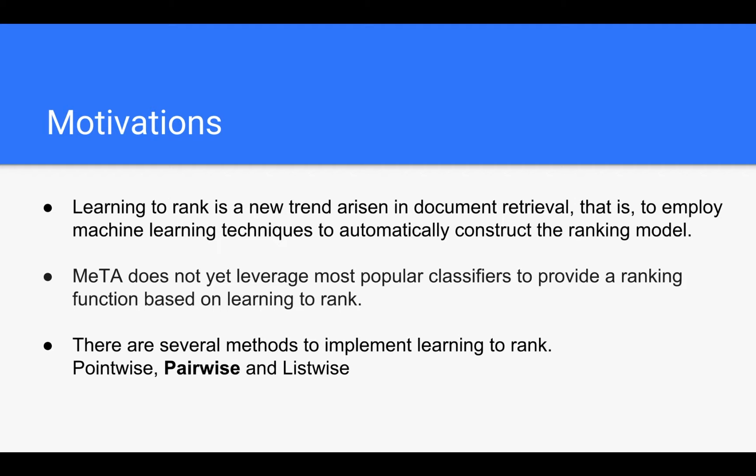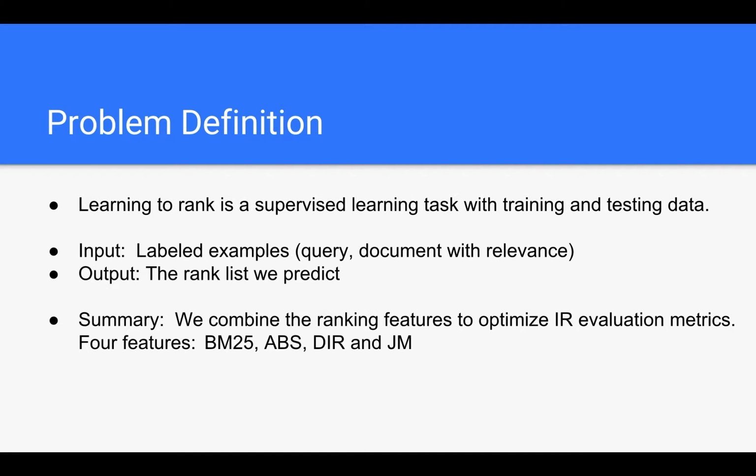We think learning to rank is a new trend arising in document retrieval, and MeTA is a very popular open source software to do the information retrieval task. However, MeTA does not support learning to rank for now, so we wanted to implement it for MeTA. Also, we know that there are three main methods to implement learning to rank, which are pointwise, pairwise, and listwise. In our case, we choose to implement pairwise.